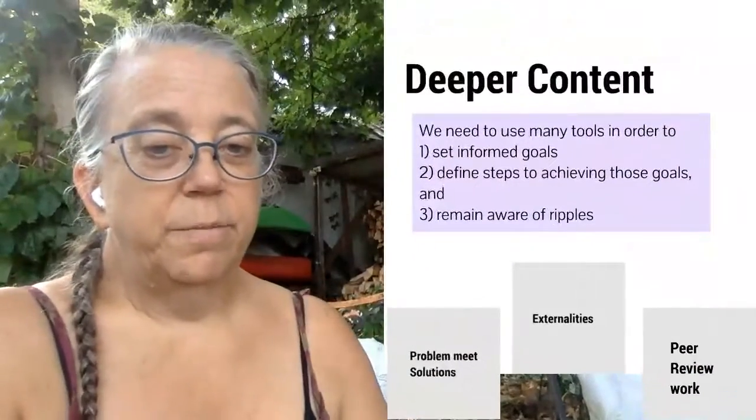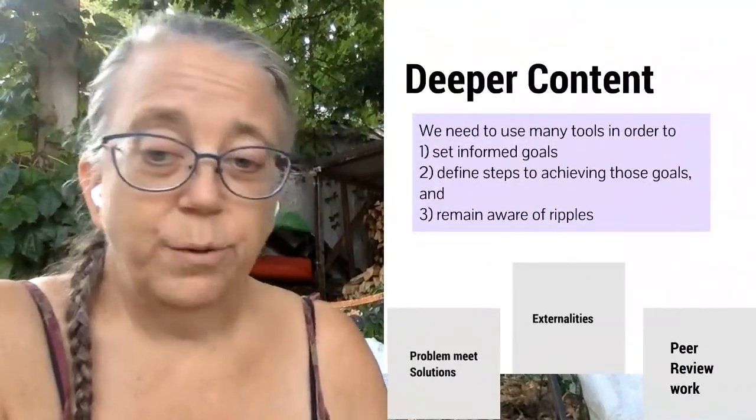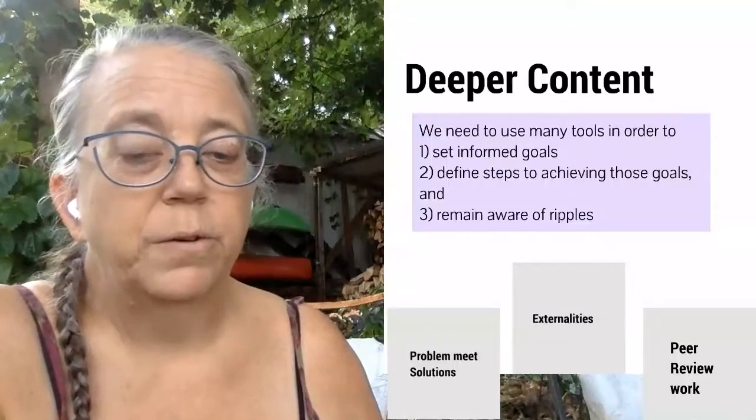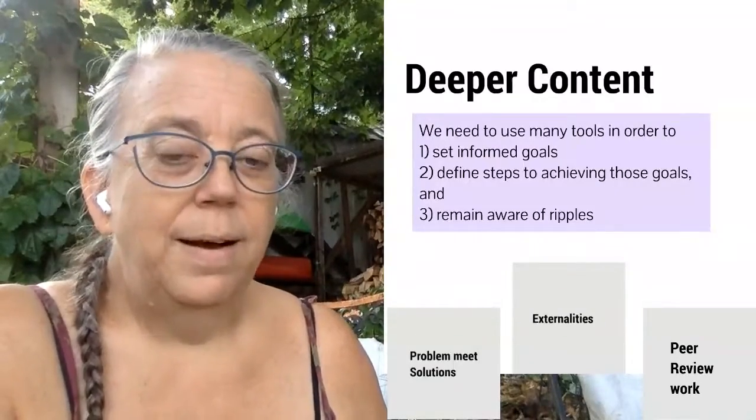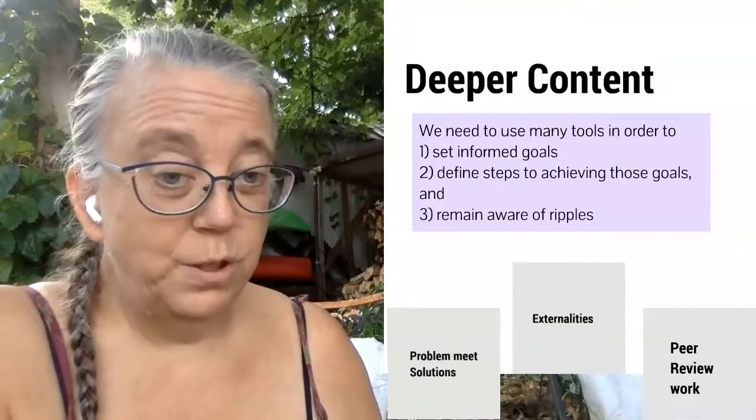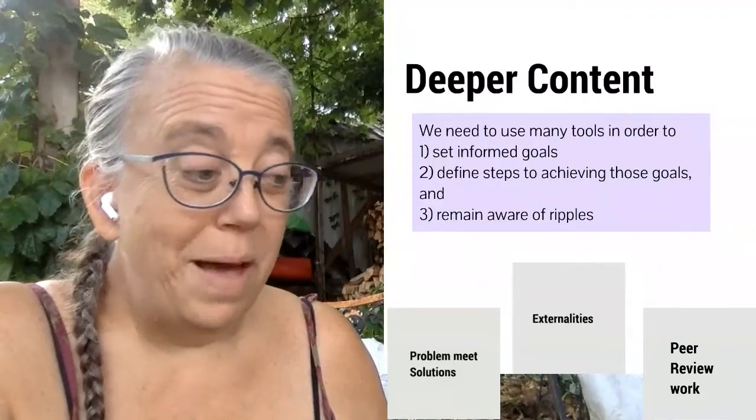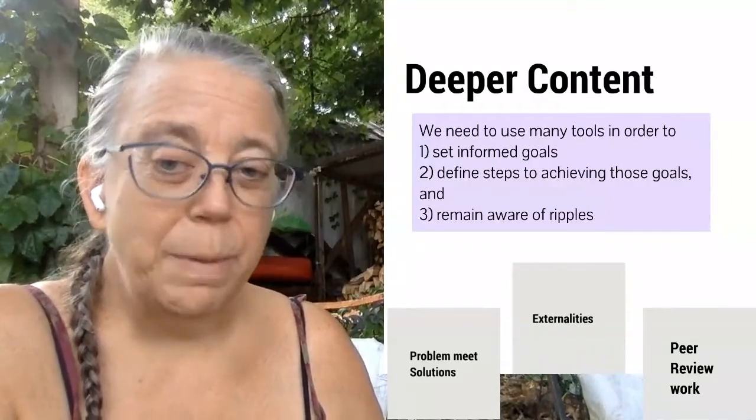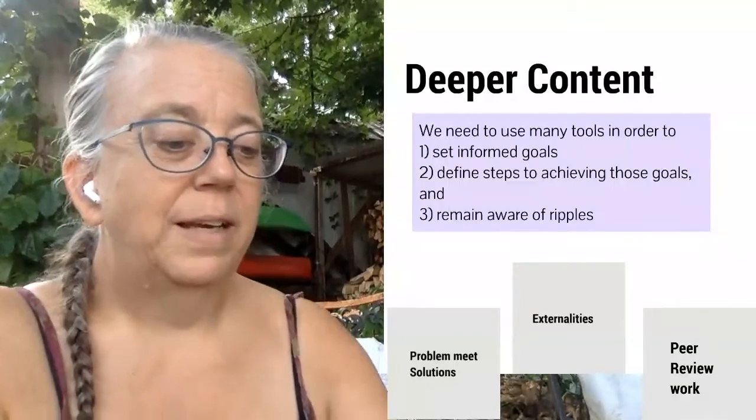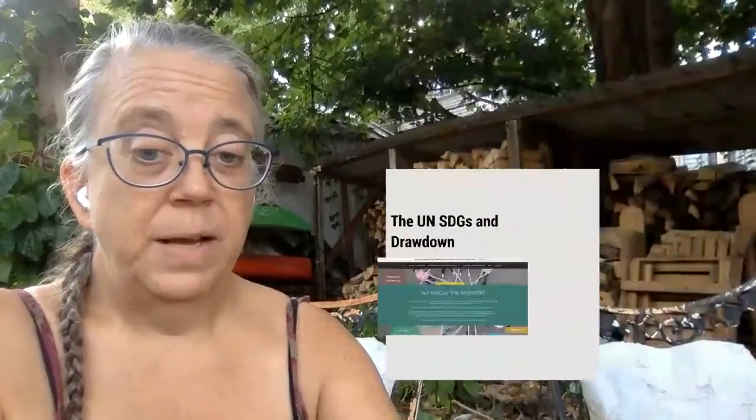The content, there's some deeper content. We need to use a whole lot of tools, and we talked about tools in previous modules. Those tools are about setting informed goals. They're about defining steps to achieve those goals, and they're about recognizing those co-benefits and those co-burdens, how those ripples from that project can impact other systems.